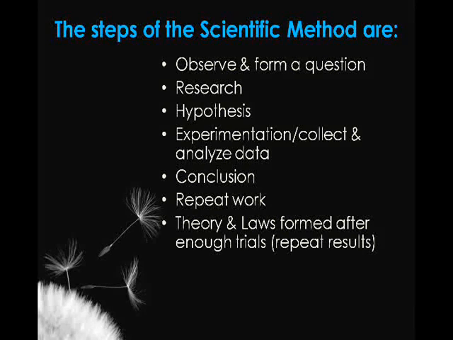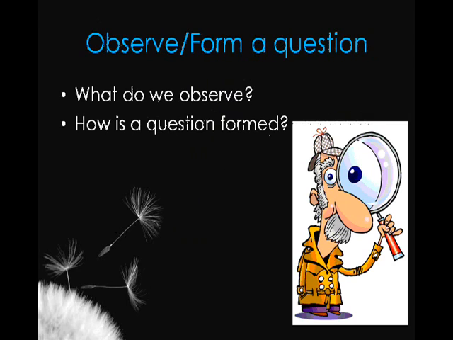hypothesis. The hypothesis is a guess as to what the answer to the problem might be, but you can't really find a good hypothesis without knowing what the problem is and the information surrounding that problem. Then an experiment is done, data is collected and analyzed, and a conclusion is formed based on the data that was collected. But it doesn't stop there. Scientists will also repeat their work, and after many scientists and many repeated trials, theories or laws will be formed.